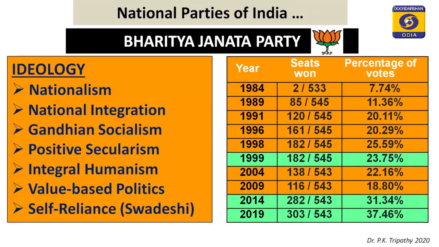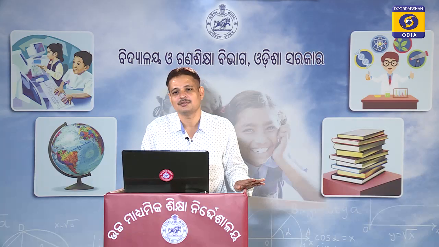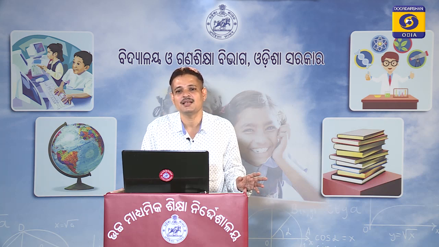Third, the BJP believes in Gandhian socialism. So the BJP says the socialism ideology was borrowed by Nehru from the west, and the BJP hates something which comes from the west by Nehru. Therefore the BJP wants the Indian brand of socialism, which the BJP calls Gandhian socialism.